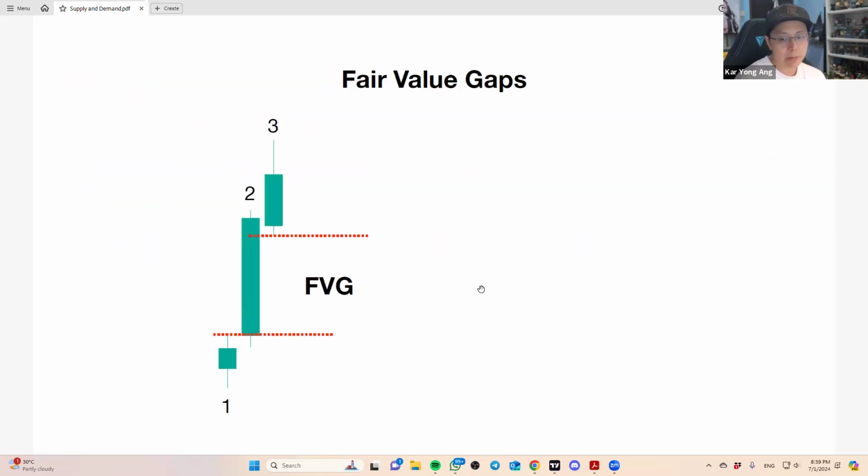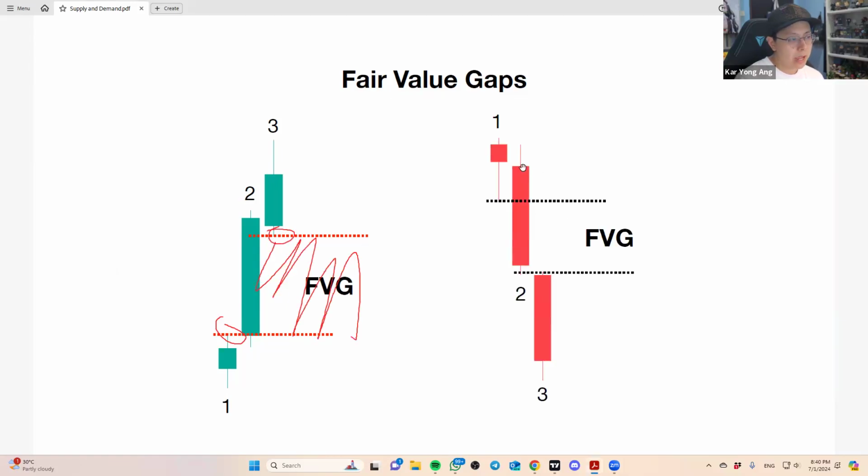Let me give you an example over here. Now we have a three-candle formation. You can see your second candle is huge. Your first candle and your third candle did not overlap. This high and this low did not overlap. This is your fair value gap. Coming down is the same: huge candle body, first candle and third candle did not overlap. That is your fair value gap. Can you follow? It's pretty straightforward.